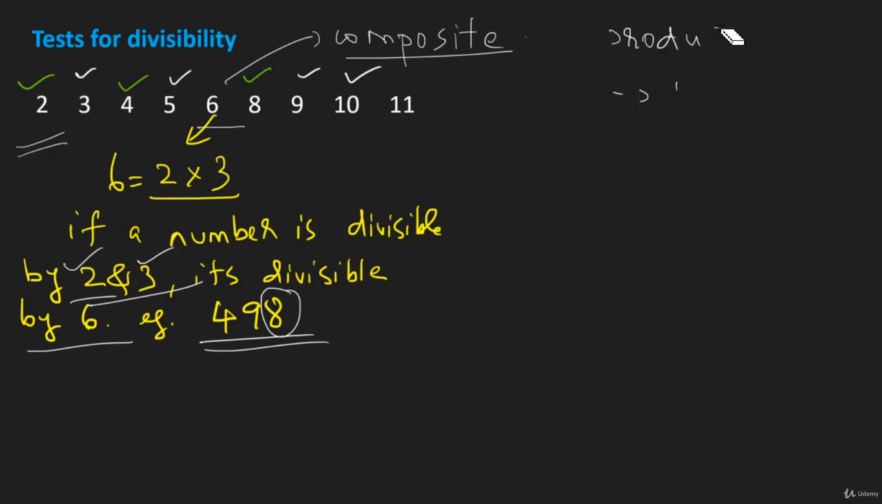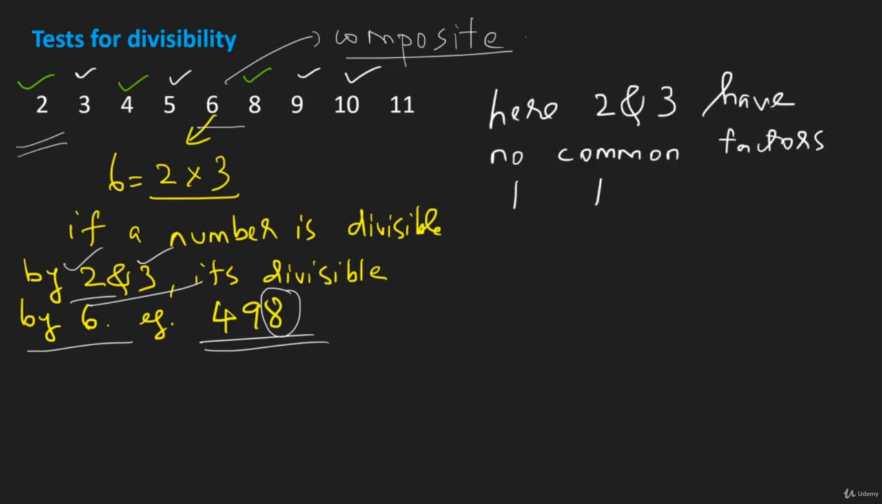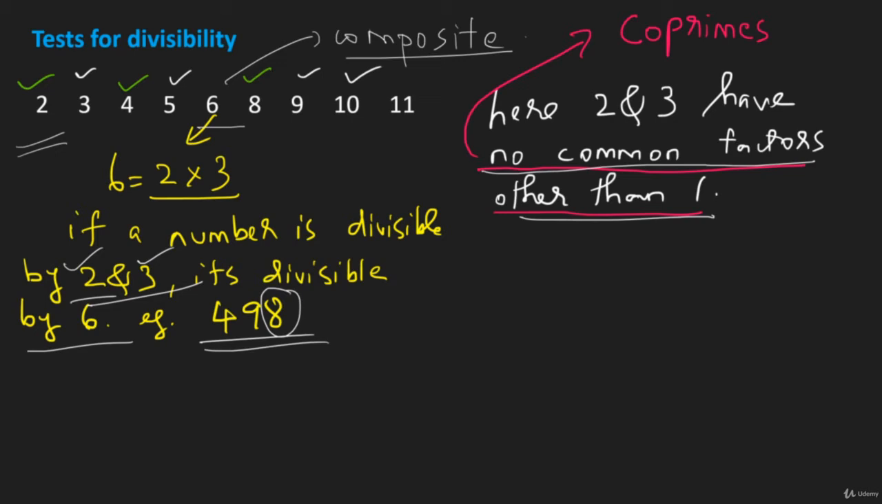The important thing that you need to keep in mind when applying this principle is, over here 2 and 3 have no common factor other than 1. This type of numbers, that is, two numbers which have no common factor other than 1, are called co-prime numbers. So they don't need to be necessarily prime.